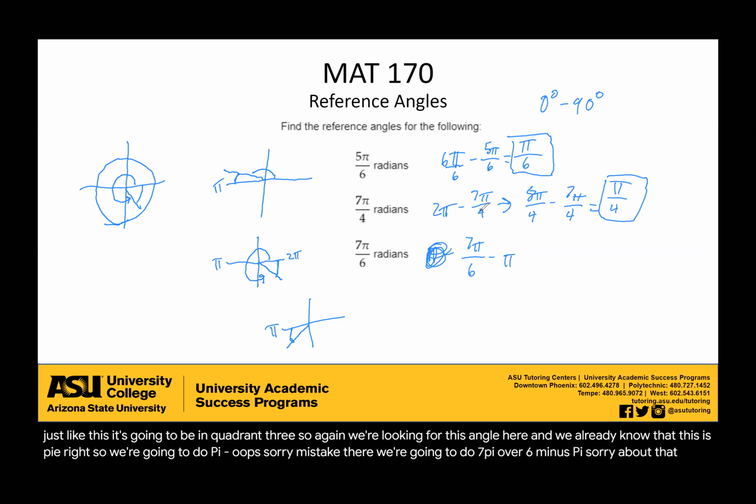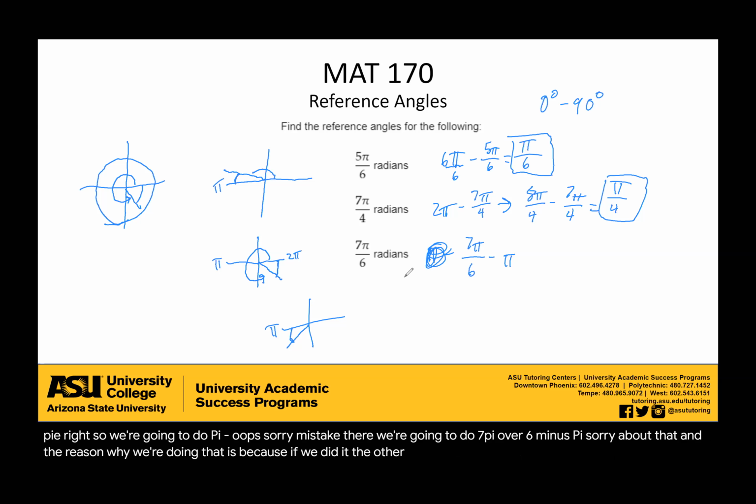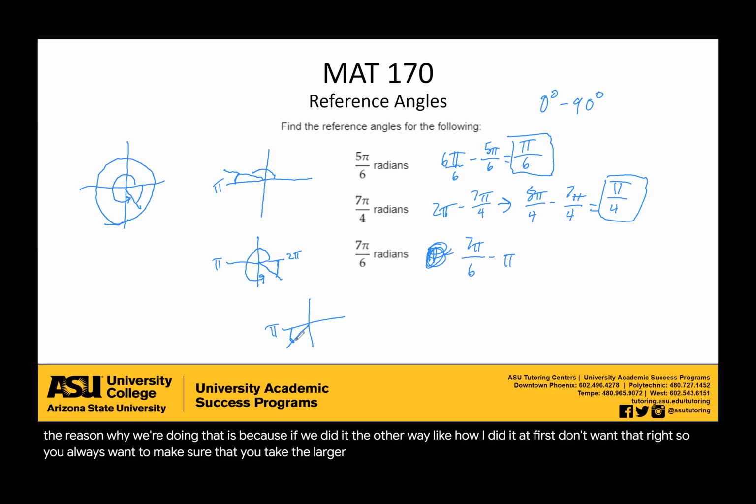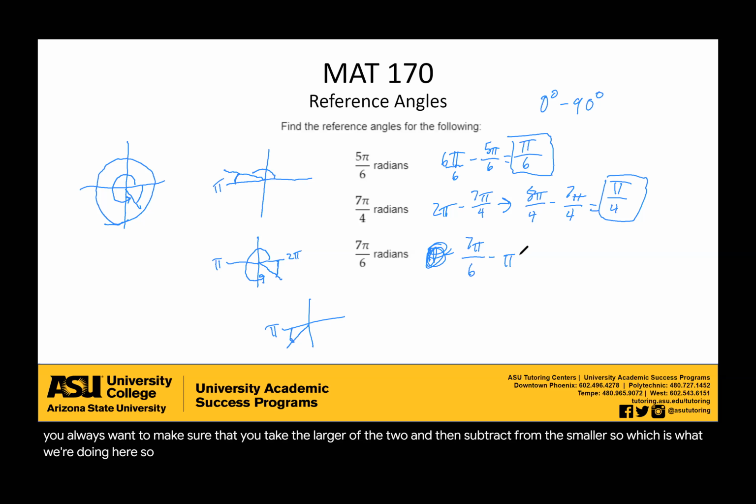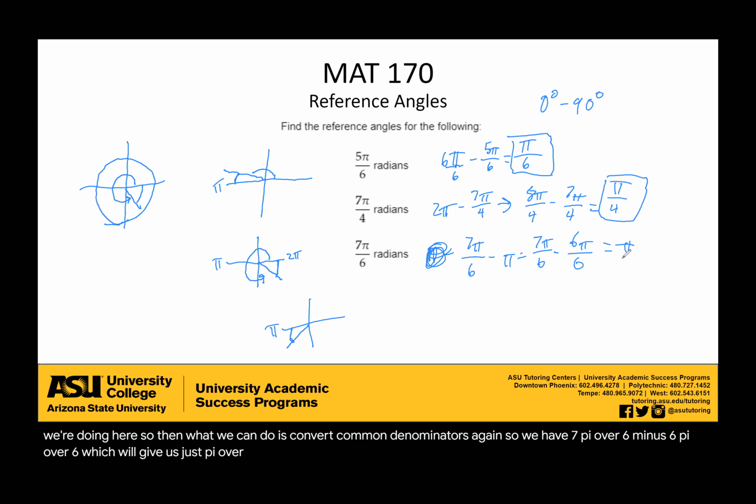Sorry about that. The reason we're doing that is because if we did it the other way, like how I did it at first, that would give us a negative, right? And we don't want that. So you always want to make sure that you take the larger of the two and then subtract the smaller, which is what we're doing here. So then we can convert to common denominators again. We have 7 pi over 6 minus 6 pi over 6, which will give us just pi over 6. And that's our answer.